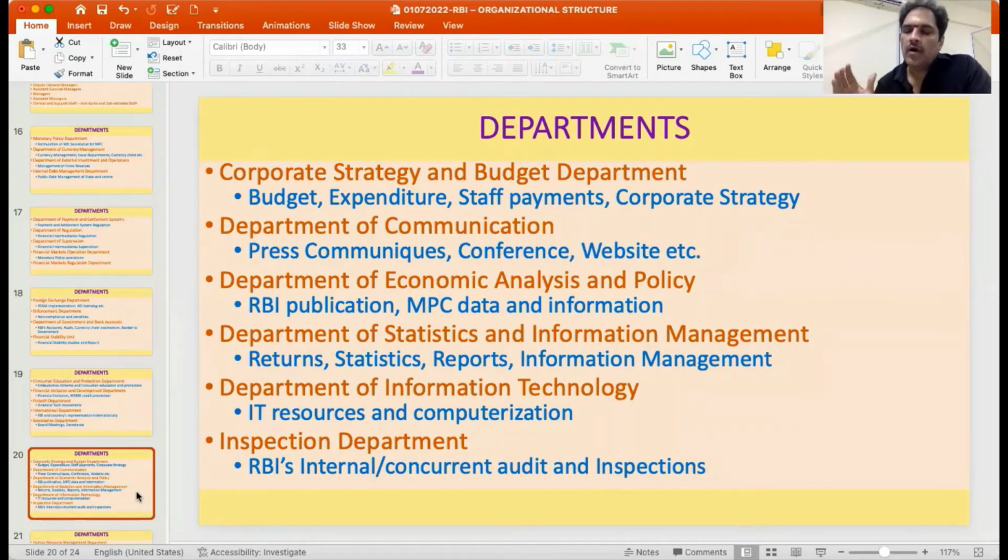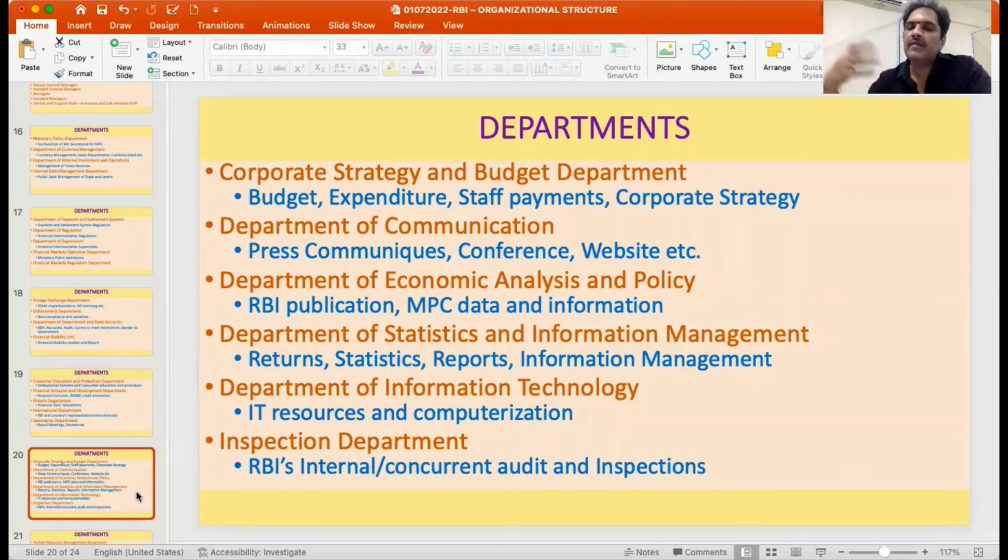Then all the returns which are received relating to FEMA, relating to banks, etc., statistics that are generated, then reports and information management is handled by a specialized department called the Department of Statistics and Information Management. Then the entire IT resources on which Reserve Bank of India and its systems work and computerization of operations is handled by the Department of Information Technology.